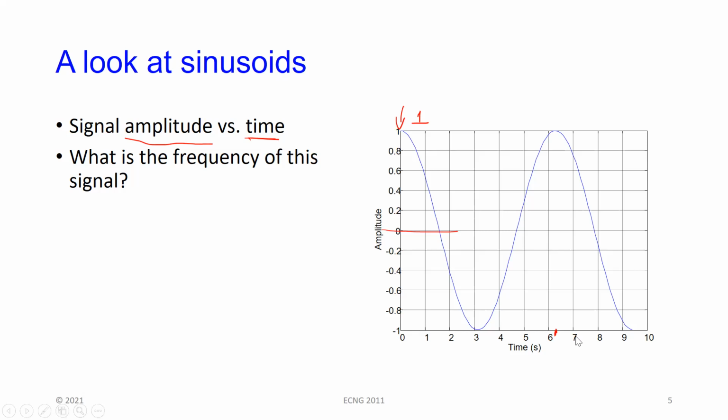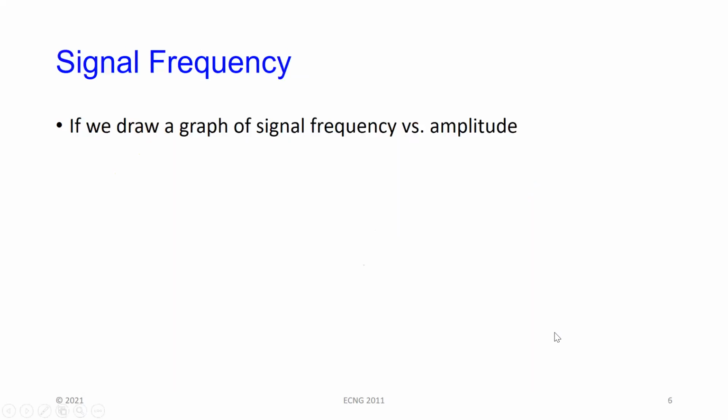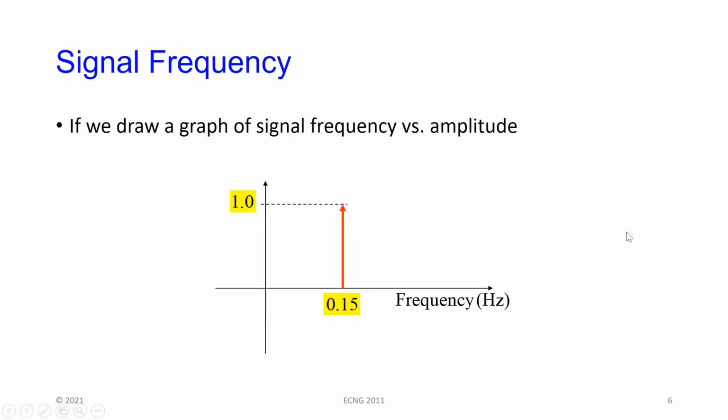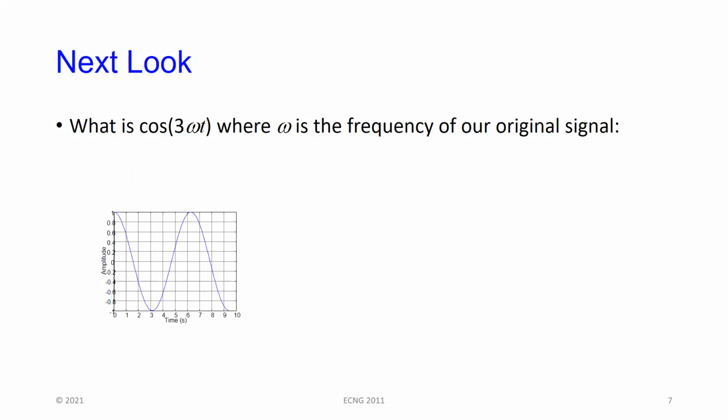So the frequency is about 1 over that, which is about 0.15 hertz. So this graph of signal frequency versus amplitude, you draw the horizontal as frequency and the amplitude of that particular frequency. So hold that there for a little while.